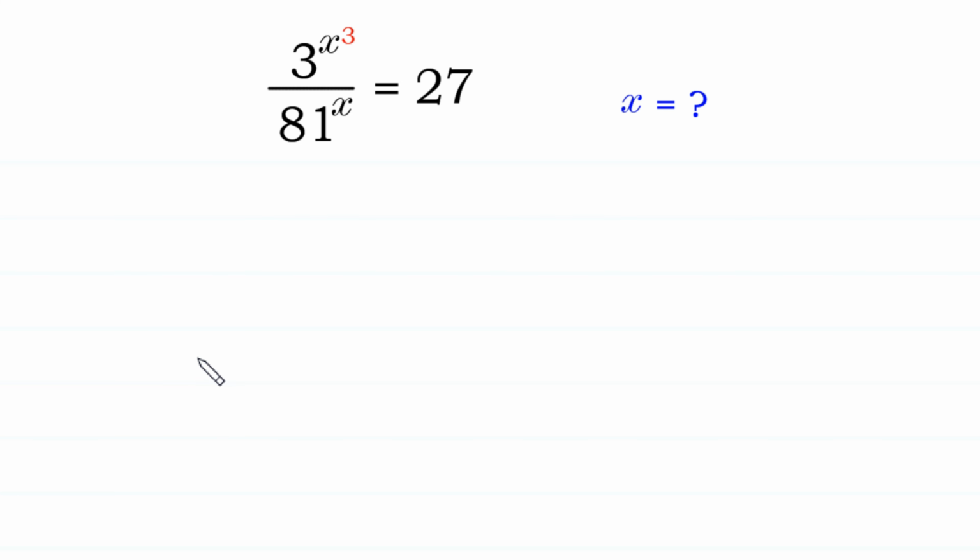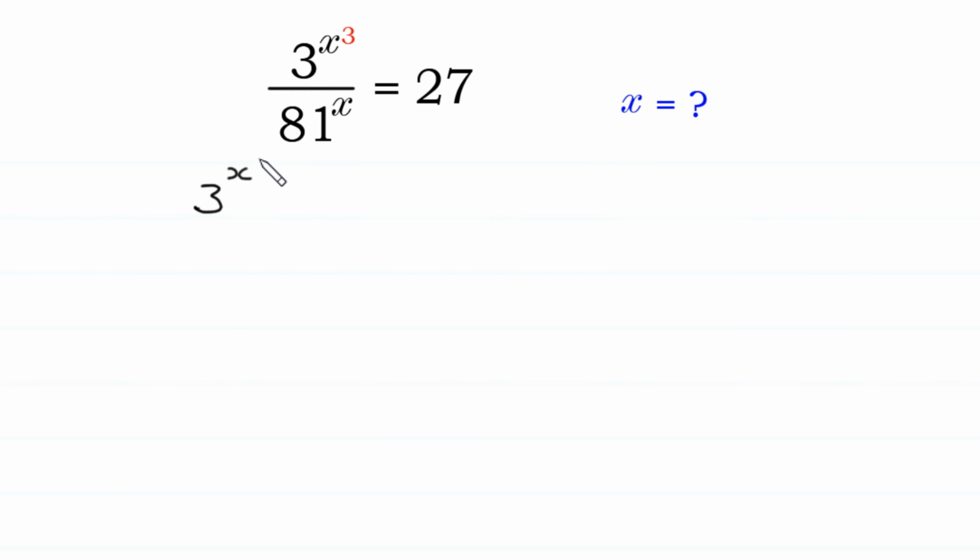Hello, welcome to how to solve this very nice exponential equation. 3 to the power x cubed over 81 to the power x is equal to 27. We need to find all possible values of x.